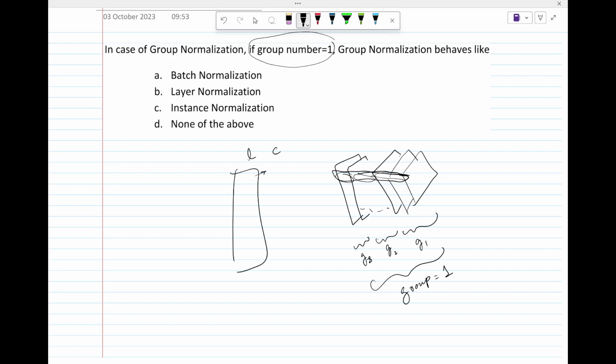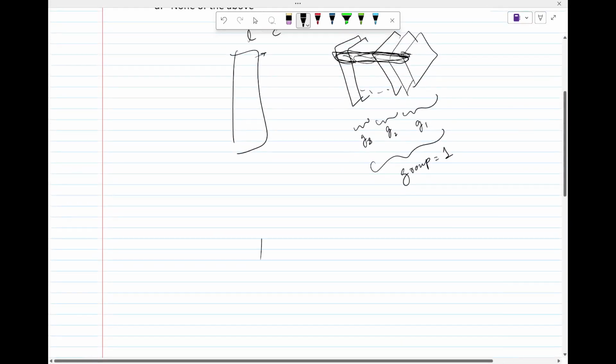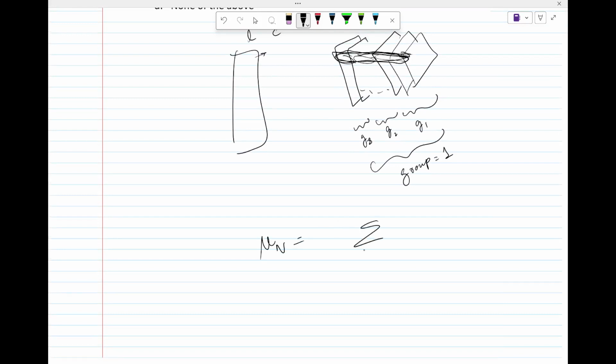Is it instance normalization? But in instance normalization, each group is normalized individually, right? Now what you're doing is across the layer, for each feature activation, you're normalizing across each feature map in the layer. That is, your normalization is a summation over all the channels.